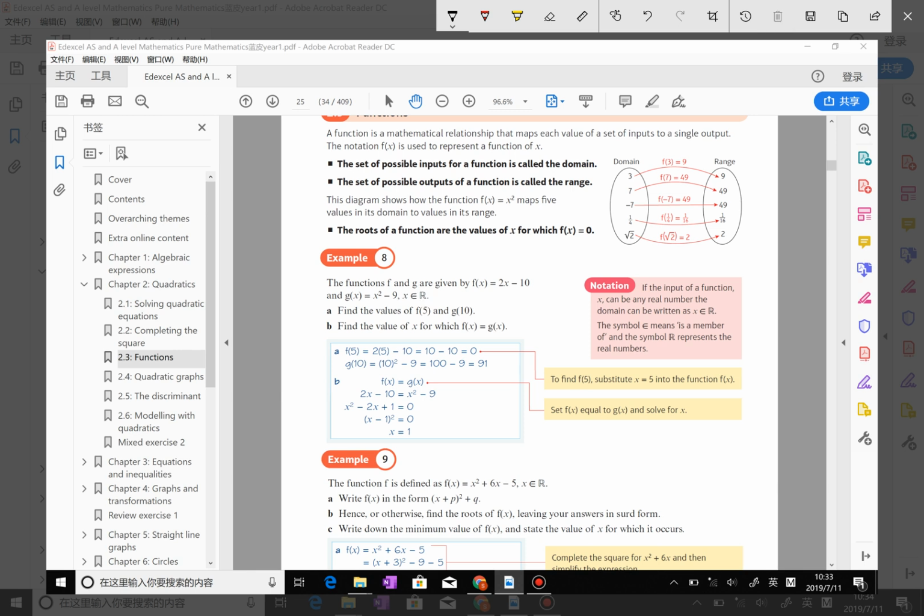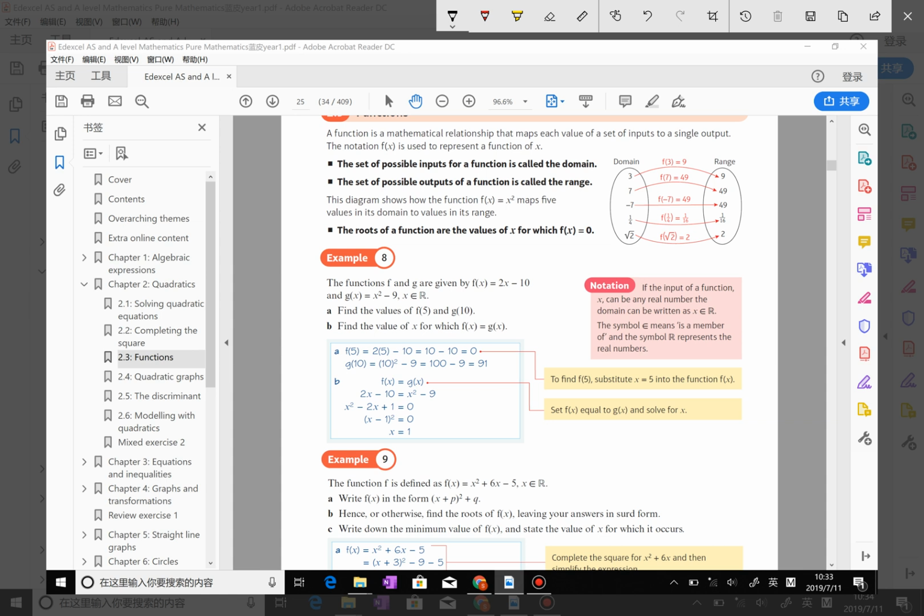Let's solve A first. For f(5), we can take 5 into the equation 2x minus 10, so that we have 10 minus 10 equals 0. For g(10), we can take x equals 10 into g(x). So 10 squared minus 9 equals 100 minus 9 equals 91.